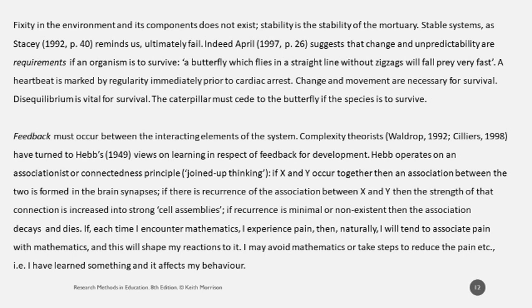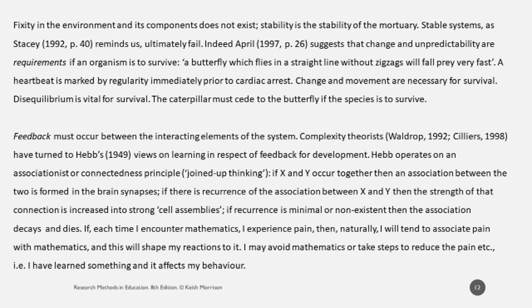Change and movement are necessary for survival. Disequilibrium is vital for survival. The caterpillar must cede to the butterfly if the species is to survive. Feedback must occur between the interacting elements of the system. Complexity theorists have turned to Hebb's views on learning in respect of feedback for development.